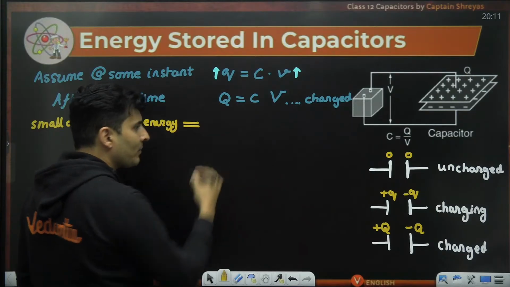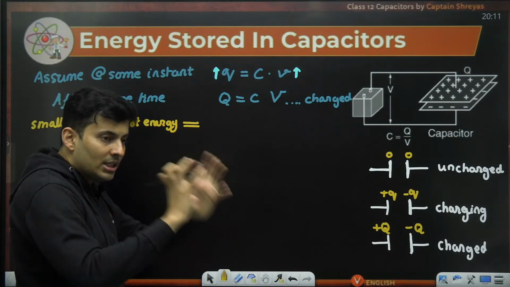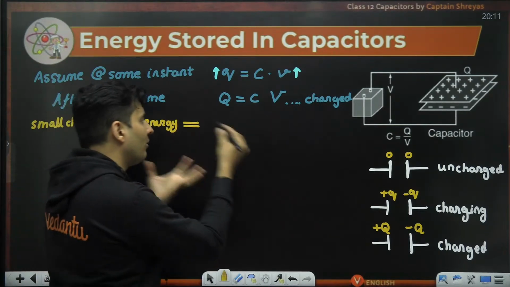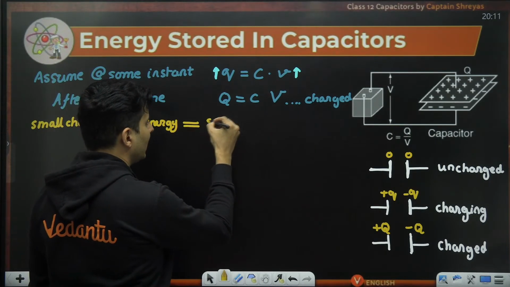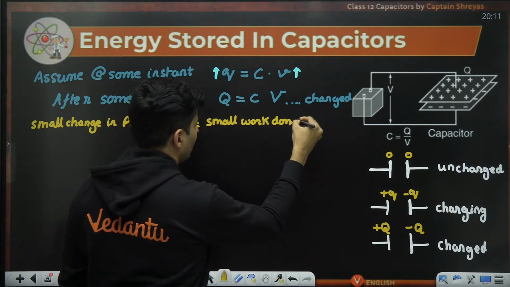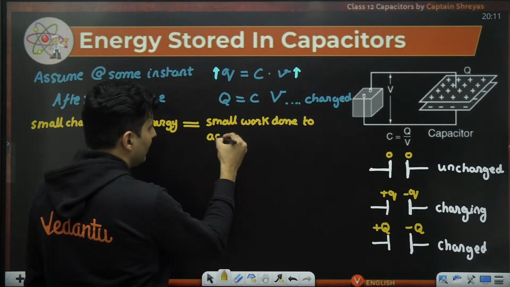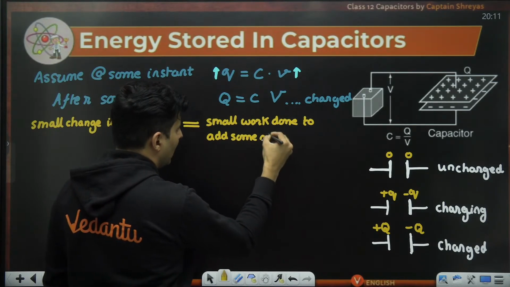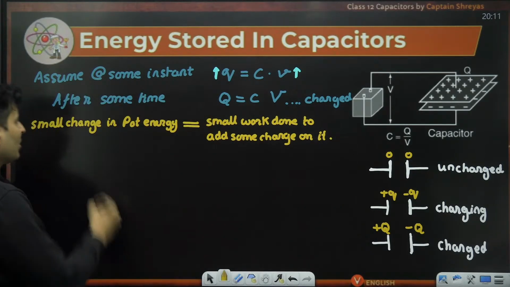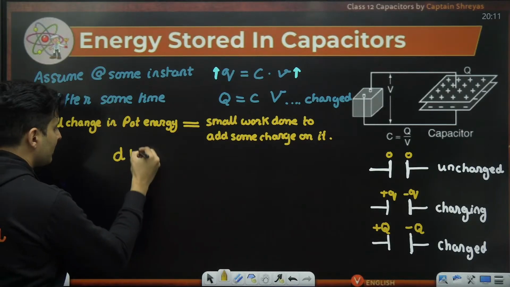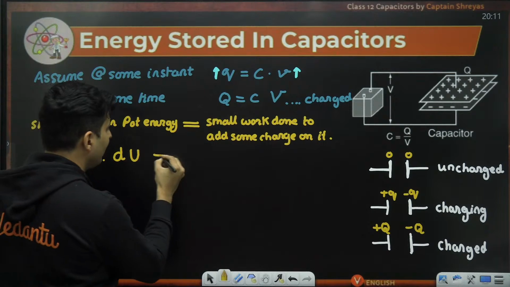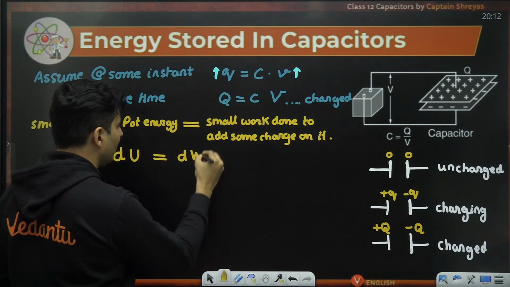It will be basically that energy stored will be because some extra charge has been stored on that capacitor. So some work needs to be done. So it is basically that small work done to add some charge on it. So the small change in the potential energy is dU. U is the symbol for energy. dU is the small change in the potential energy, which will be the small work done, which is nothing but dW.